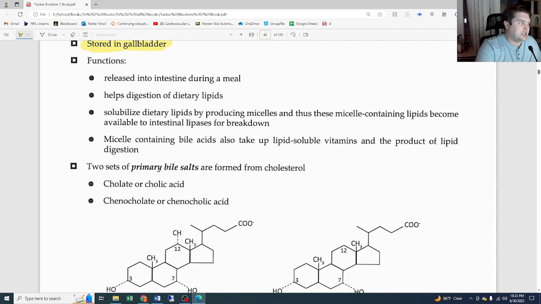So the functions: they are released into the intestine during a meal. It helps with digestion of dietary lipids. They make the dietary lipids soluble by producing micelles. And thus, these micelle-containing lipids become available to intestinal lipases for breakdown.